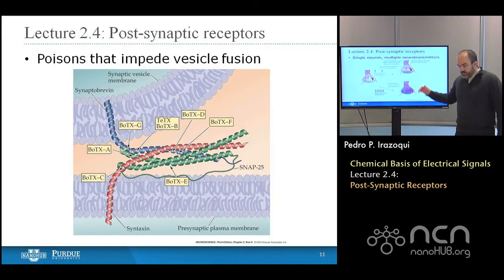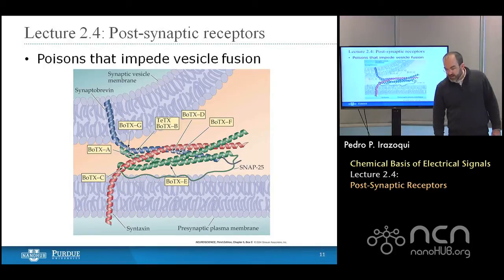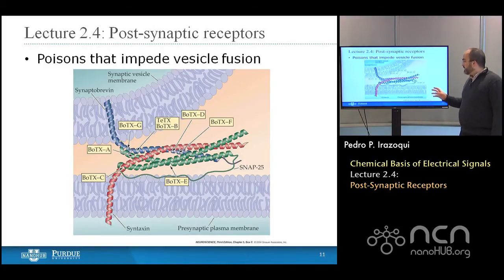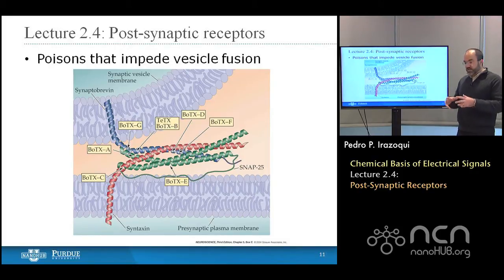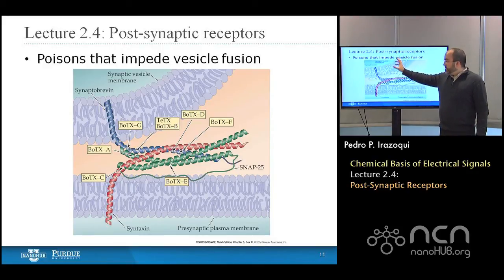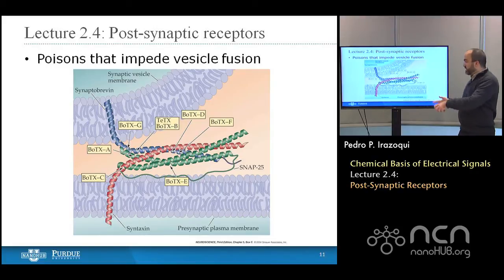The process by which this binding happens of the vesicles to the membrane wall is regulated by calcium, and it's regulated by a series of proteins. And the cleaving of these proteins and the bonding of these proteins, which is not something we're going to get into in this course, is what leads to the vesicles bonding with the synaptic membrane, opening up and releasing neurotransmitter. The reason I'm bringing it up is because there are a series of toxins.